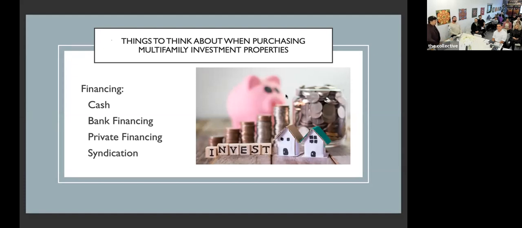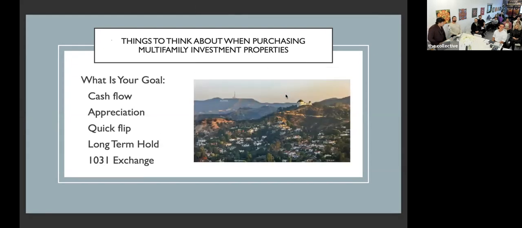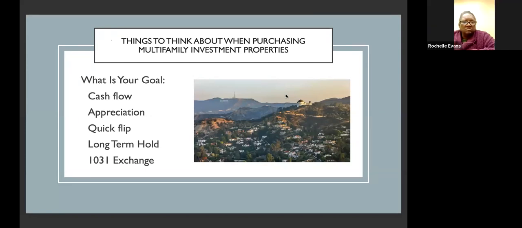Next slide. When you're thinking about purchasing a multifamily investment property, think about what it is you want to get out of it at the end of the day. I'm going to speak for everyone here: the whole point of investing in multifamily is not because you really want to be multifamily, it's because you're hoping to get something out of this. So what is it that you want?